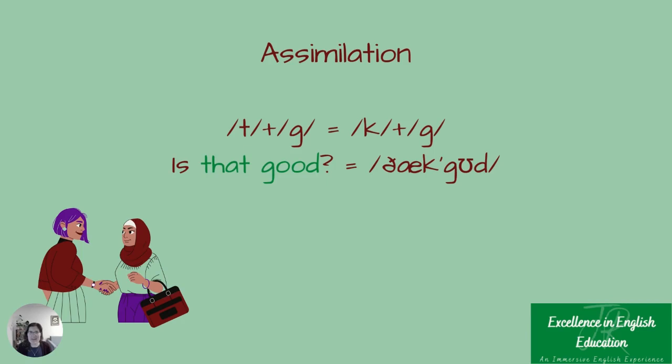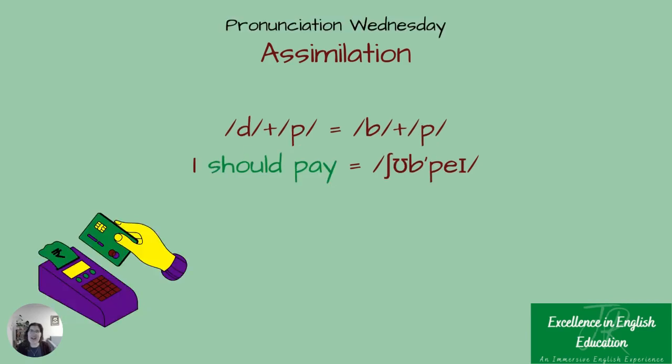Let's look at another example. Here we've got a d followed by a p. When this happens, the d changes to a b because, again, the b and the p have the same mouth shape. So, "I should pay." Again, you can see that my mouth has to change from the d to the p, whereas "I should pay", can you see me making a d in there? I don't think so.